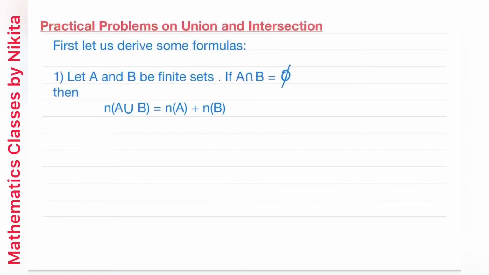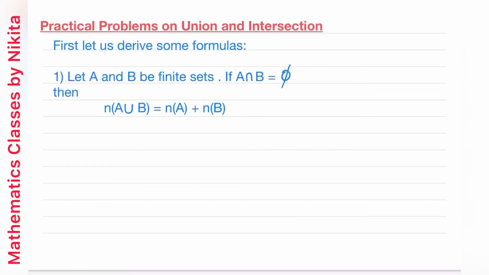Now firstly, let's see the first one. Let A and B be finite sets. If A intersection B is equal to phi, then the number of elements in A union B is equal to the number of elements in A plus the number of elements in B. Now basically we are finding the number of elements, so please keep in mind that the underlying sets should be finite.